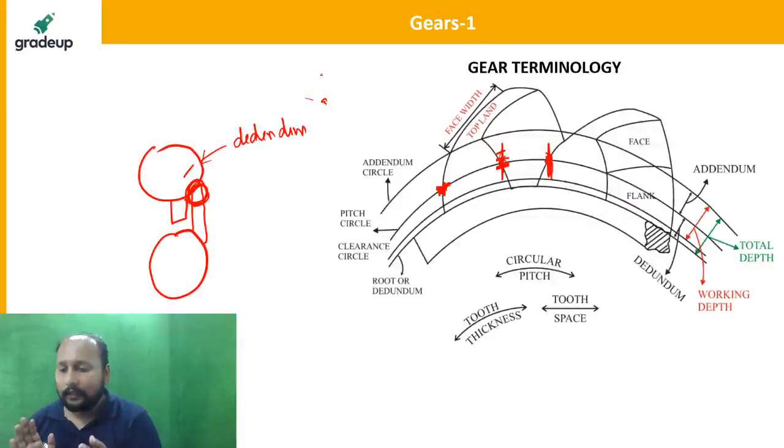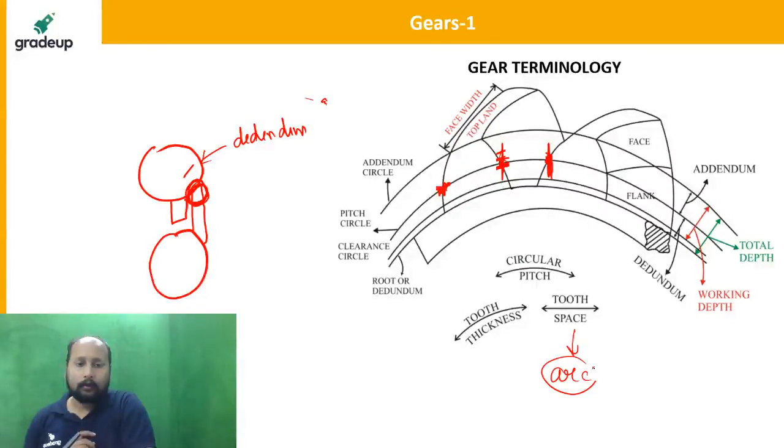Clear? Tooth space, no, it's an arc. Circular pitch, tooth thickness, and tooth space, everything is an arc. I've drawn a straight line, but basically it's an arc. Okay, don't worry, it's an arc. All the three are arcs.